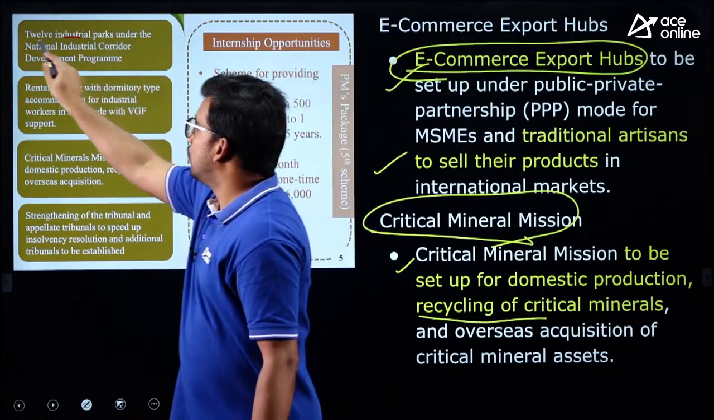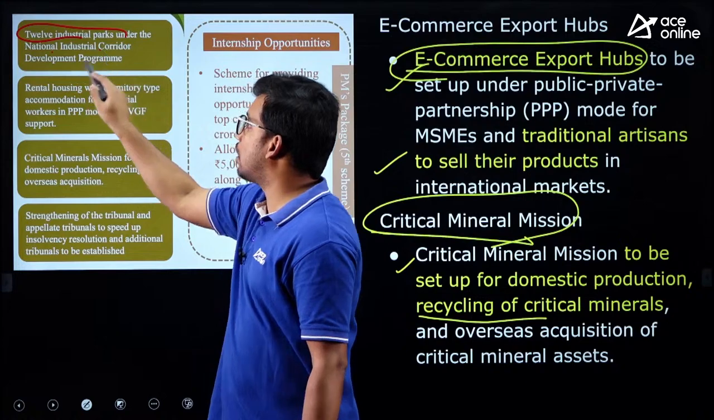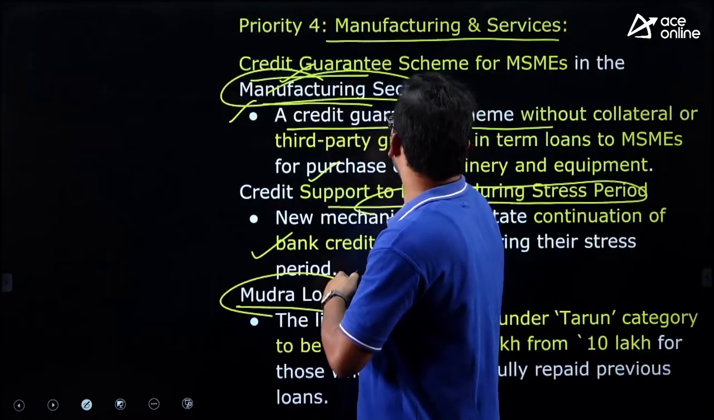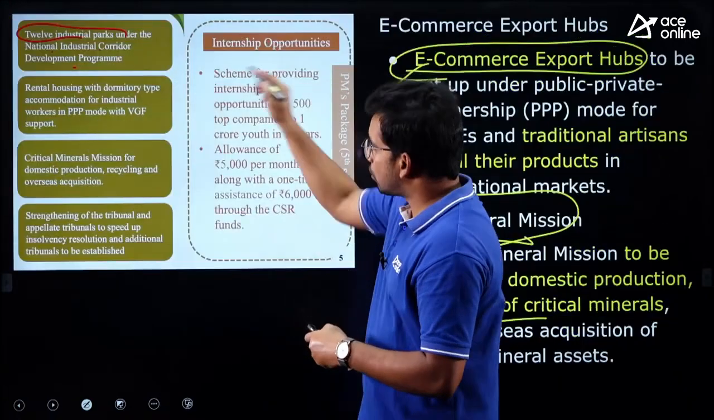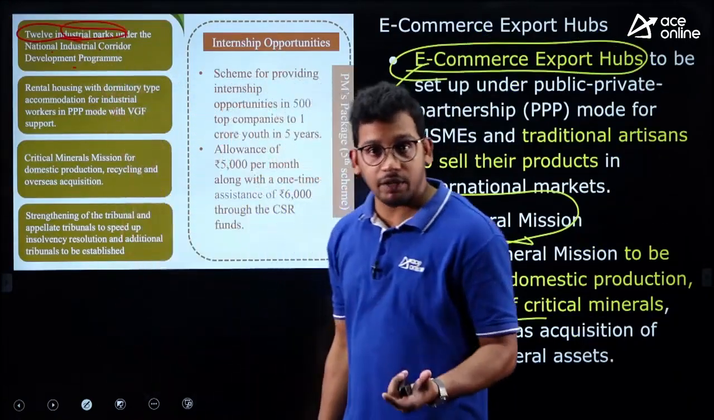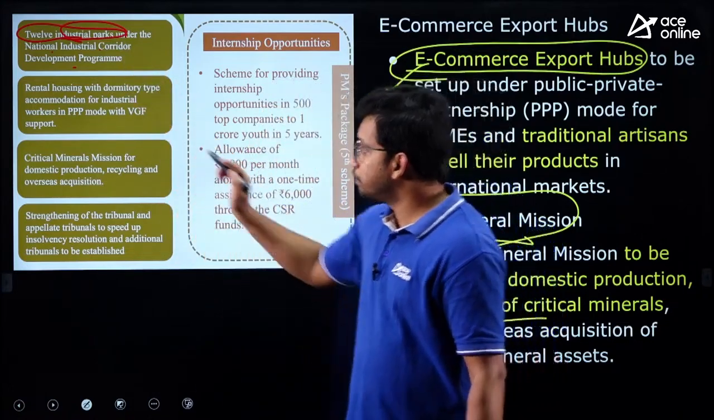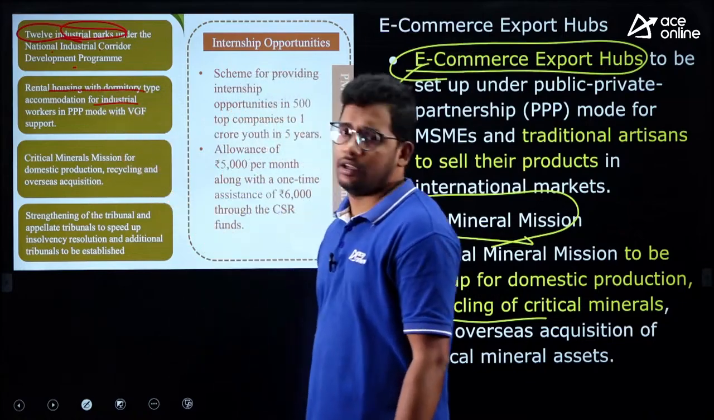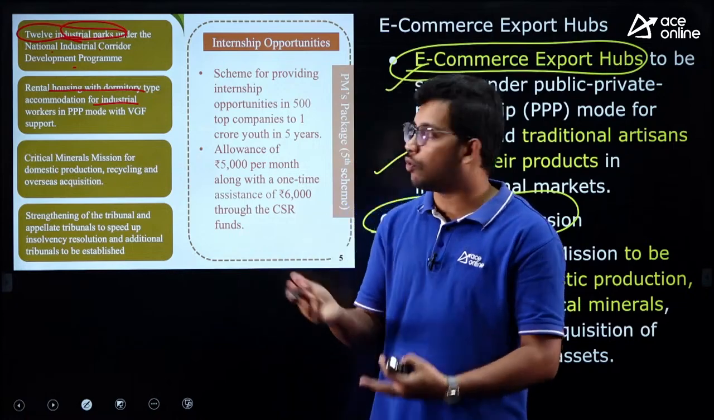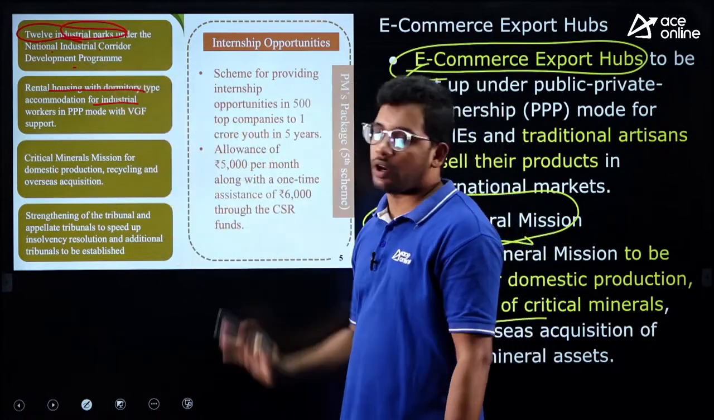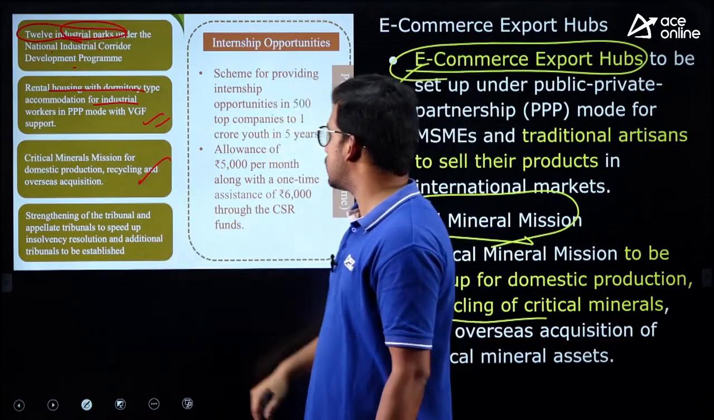And also 12 industrial parks are going to be developed under the National Industrial Corridor Development Program. So we are discussing the theme to promote manufacturing, right. Manufacturing is the process to generate goods. So coming back, to encourage manufacturing, 12 industrial parks are going to be created by the government, fine. Also, rental housing dormitories are going to be promoted near those industries for residential needs. Whatever employees are involved in producing in these 12 industries, they will also get residential facilities, right. The critical mineral mission we have already discussed, right.